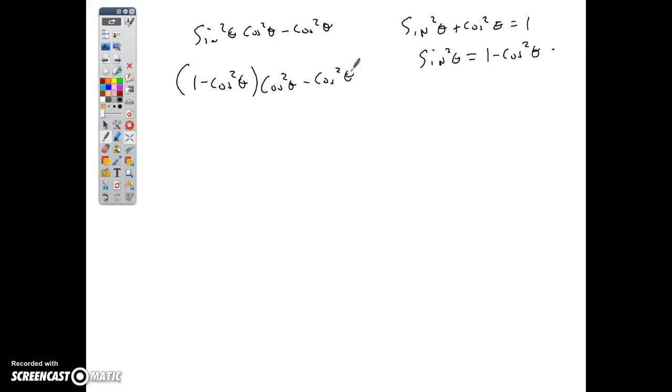Okay, I got a distributive property, don't I? So I've got cosine squared theta minus cosine to the 4th theta minus cosine squared theta. I just did the distributive property. I did this outside the parentheses here, right? So I did cosine squared times 1, and cosine squared times cosine squared, which is cosine to the 4th.